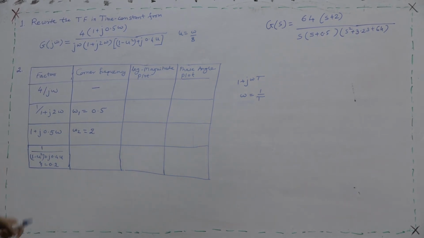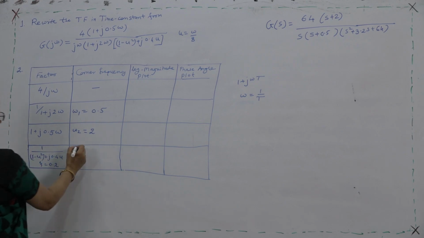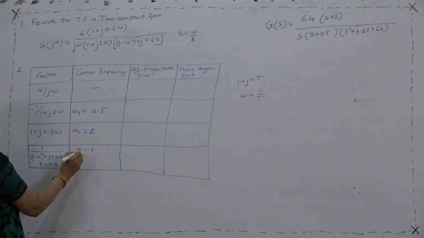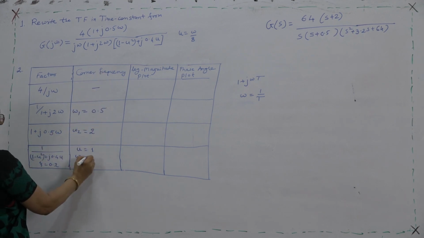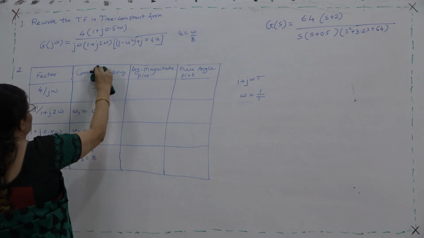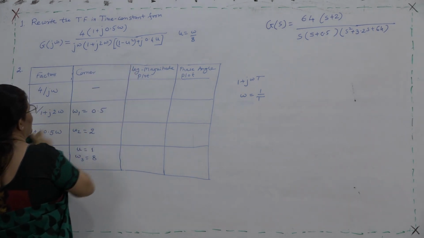What is corner frequency here? Corner frequency is u is equal to 1. What is u? u is equal to omega upon omega n, and that is omega by 8. So, omega is equal to 8 is your corner frequency. So, third corner frequency is 8. Okay. Next is log magnitude plot. So, first describe and then draw the Bode plot.